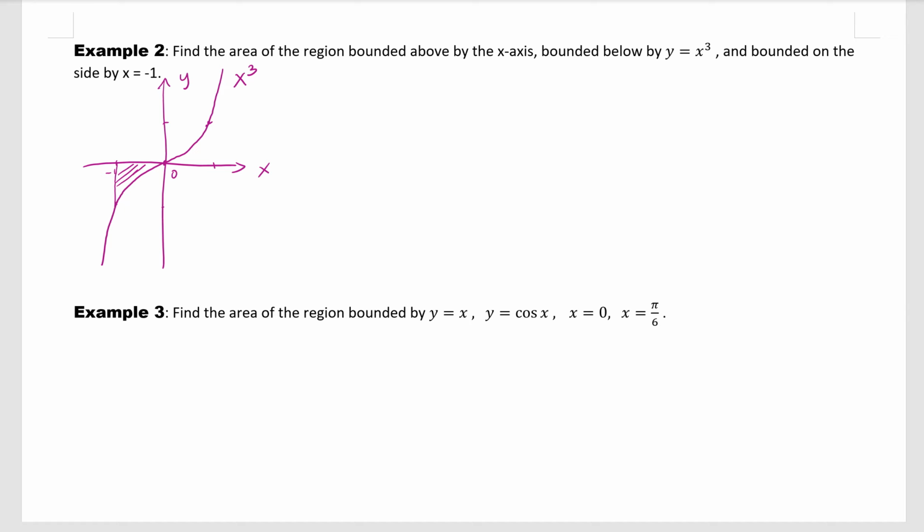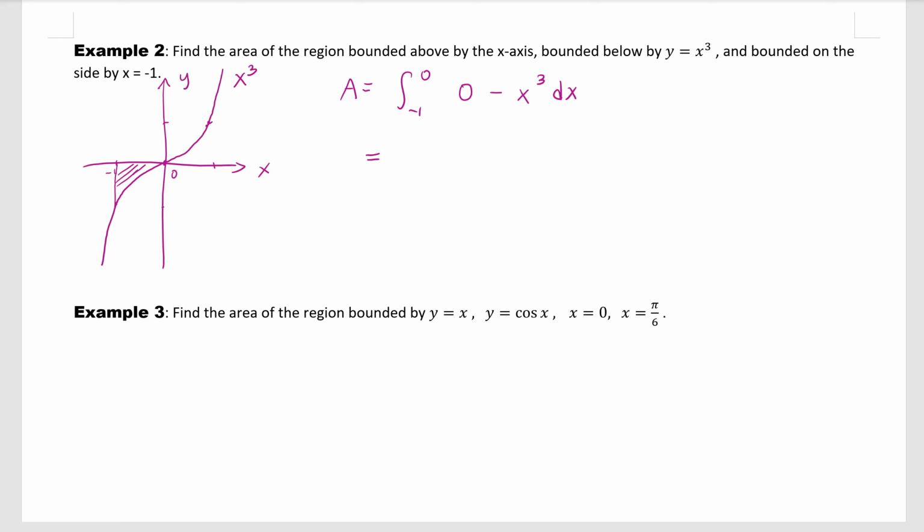Okay, so let's see. Area equals integral. So x goes from minus 1 to 0. What is the upper function? Well, the x-axis, what's the x-axis? That corresponds to y equals 0, right? It's a line, it's y equals 0, minus the lower function, which is x cubed.